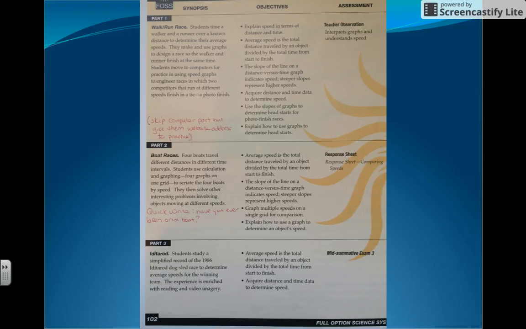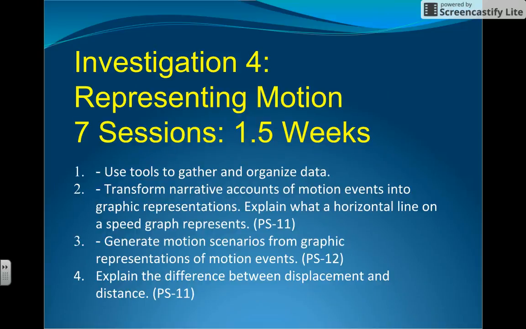Some classes have definitely done better than other classes. But this will take you a few days. I wouldn't give the reading all in one night either. So it's an overview of Investigation 3. Investigation 4, called Representing Motion.